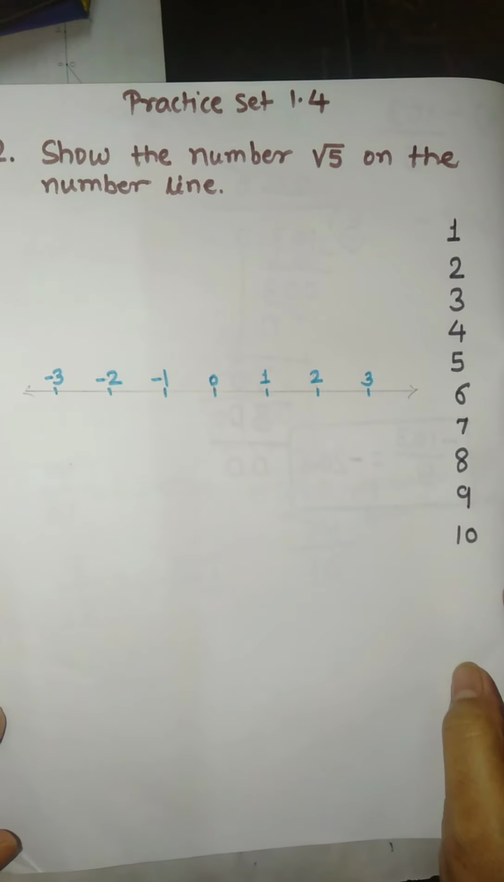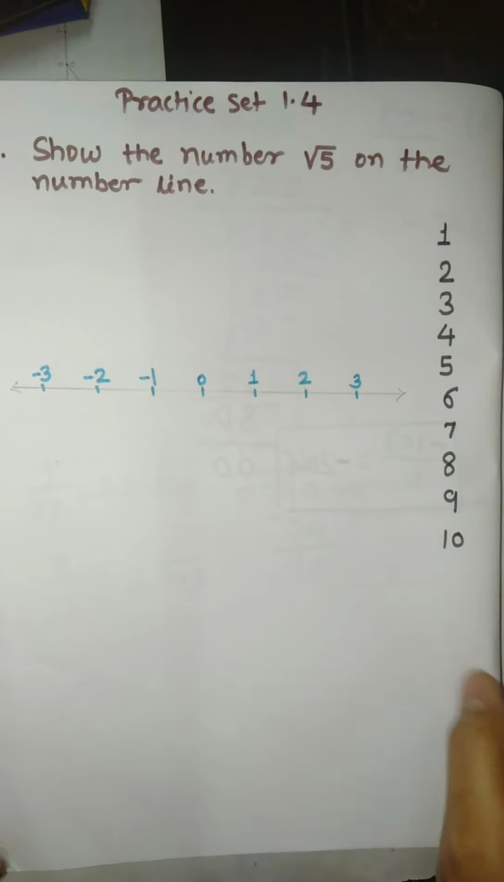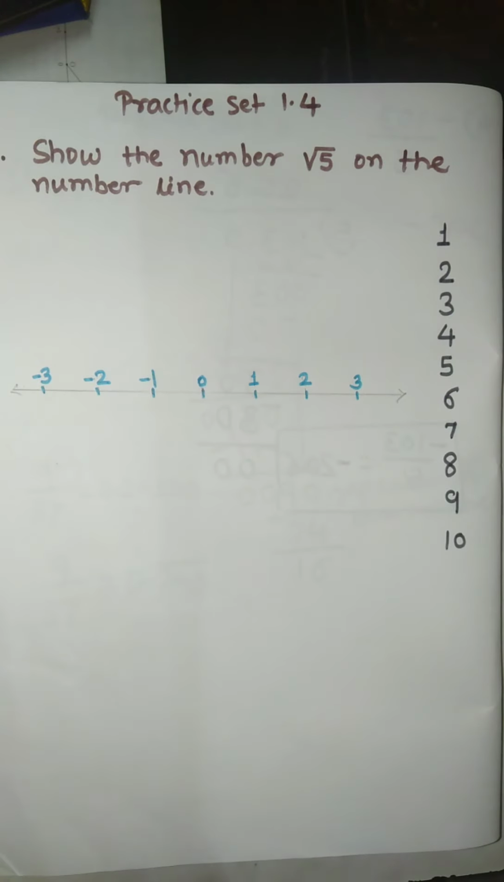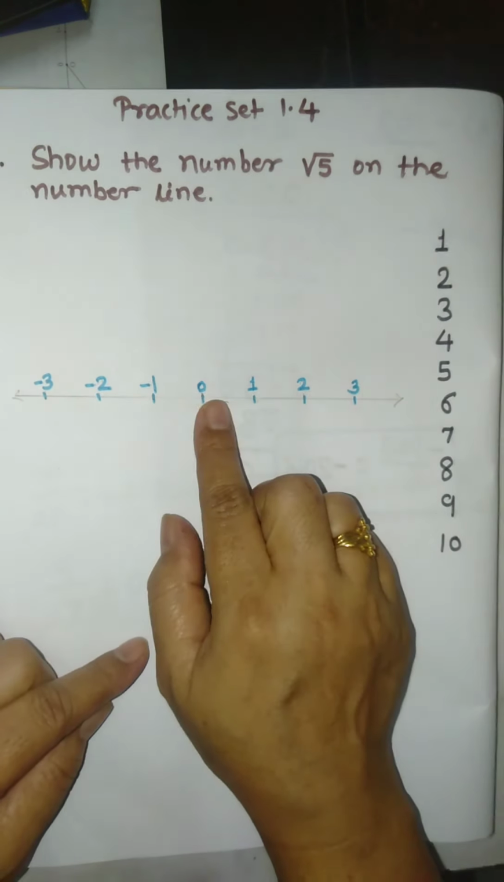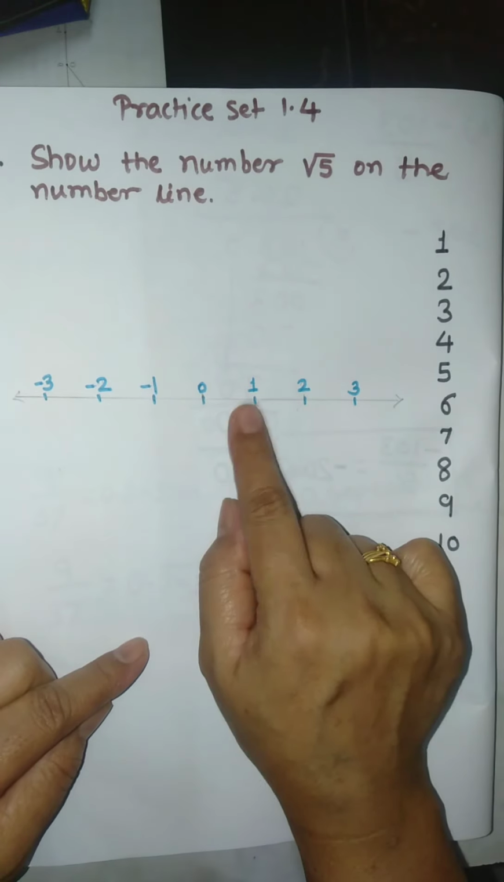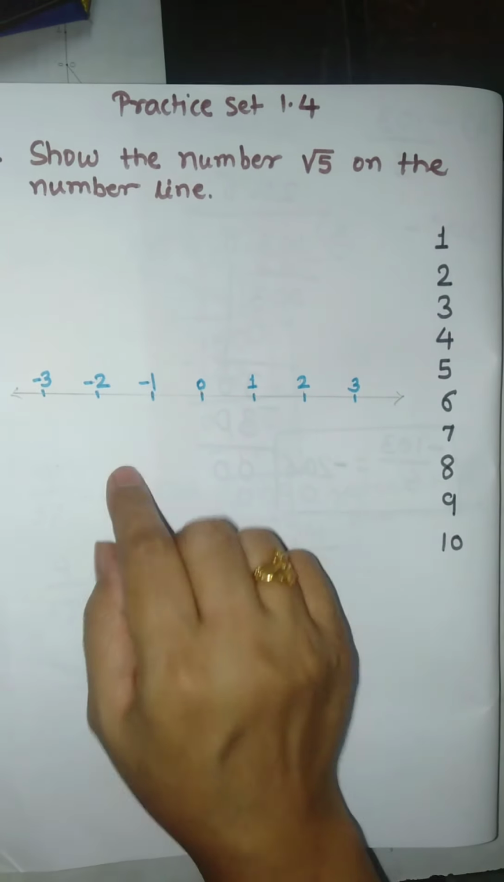Now see the second example. Show the number root 5 on the number line. Please all the students keep attention here. Firstly, we will find where root 5 comes on the number line. Okay, so how do we find this?